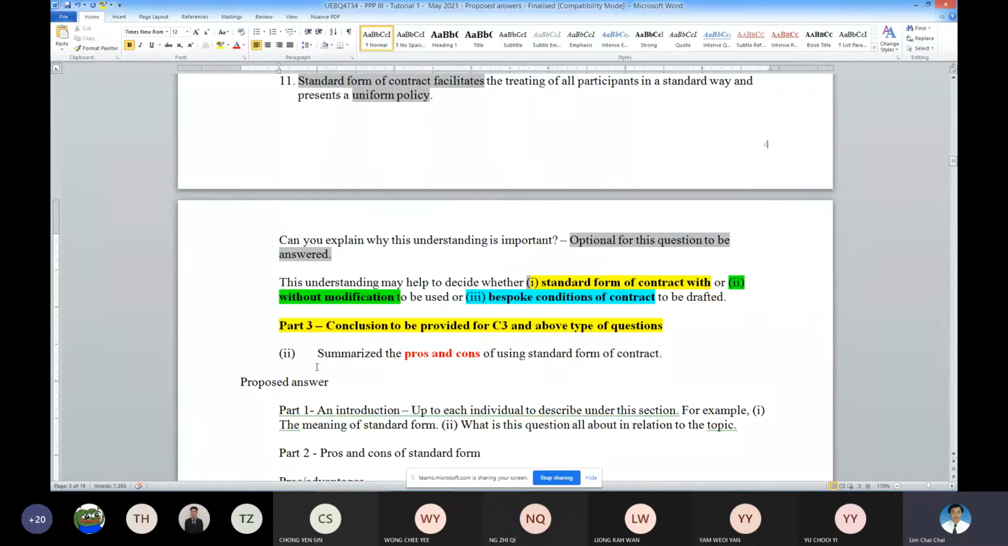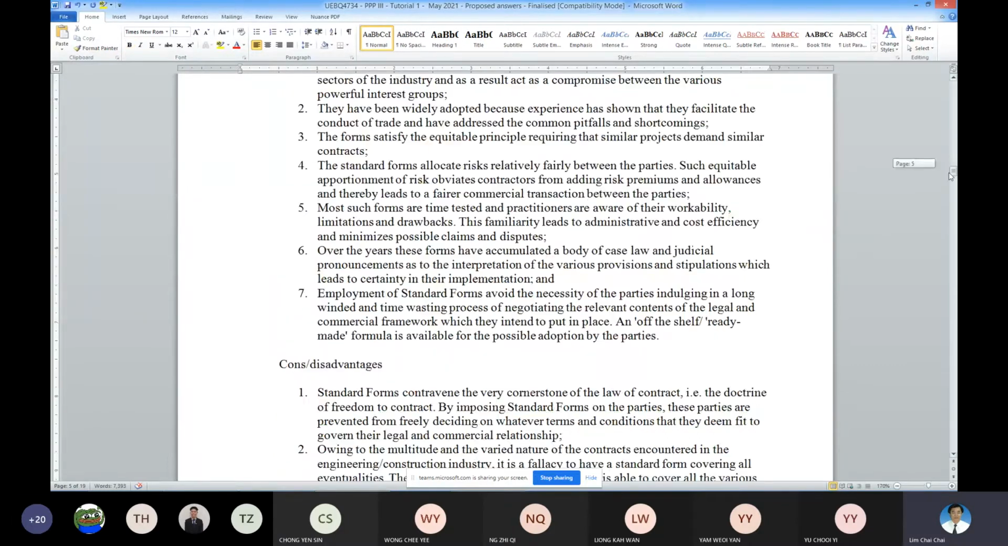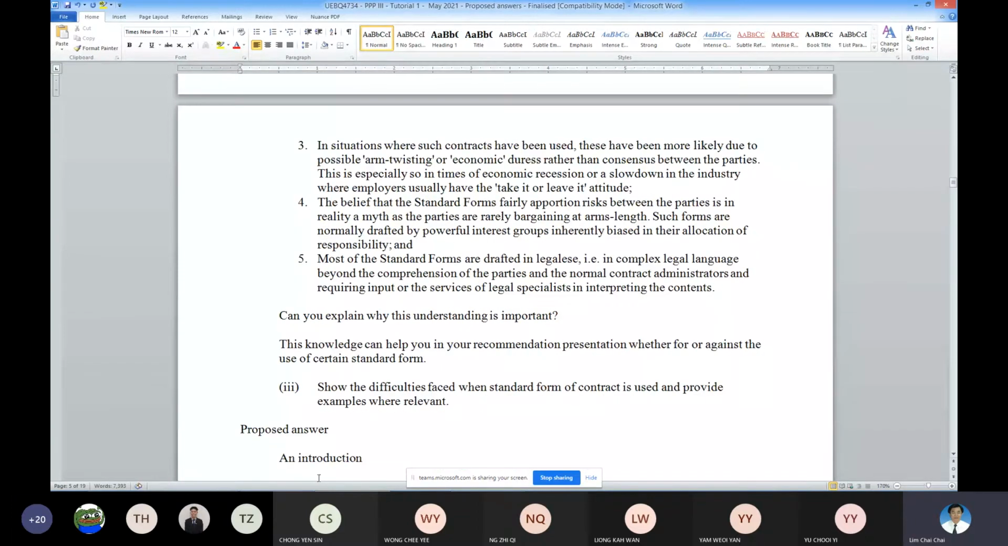Once you have C3, C4, C5 and C6, your conclusion is mandatory. Otherwise your level of understanding is very shallow. So same case here, you don't need a conclusion. Part 2, part 3, and no need for part 3. Same case here, explain the understanding. Once you understand this, it will help you to make a proper recommendation. Clear? So this is the understanding.